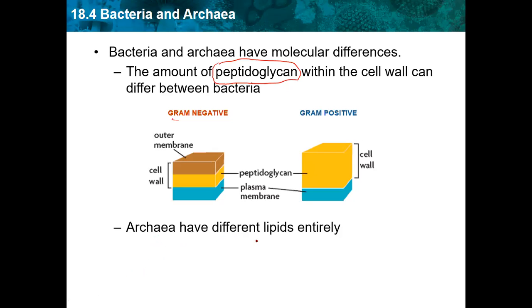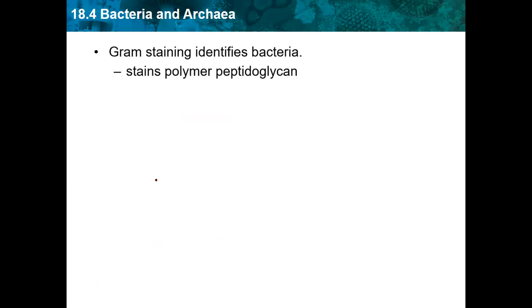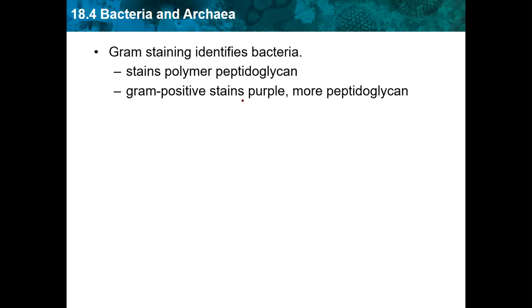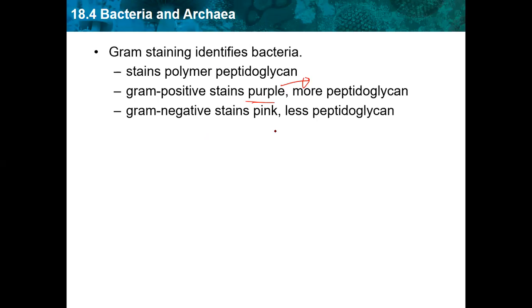So archaea have different lipid entirely. Now gram staining. Gram staining identifies bacteria. This is exactly what we use to identify bacteria. It stains the polymer peptidoglycan. Gram-positive stains purple. It has more peptidoglycan, so it's going to be darker in color because it takes more of the stain. So that's why it looks purple and it's darker when you stain it. But a gram-negative looks pink because it's taking a little, because it has less peptidoglycan.